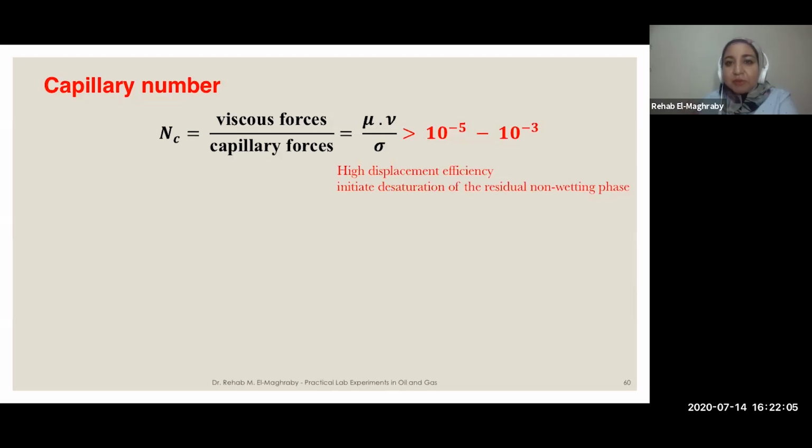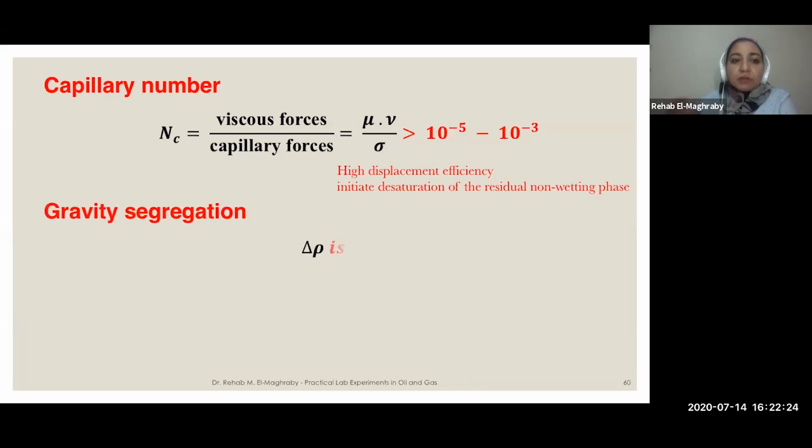So the capillary number, you have to design your experiment so that the capillary number is higher than 10 to the power of minus 5 to 10 to the power of minus 3, which means high displacement efficiency, and the initial residual oil and the amount of oil that is in your reservoir will be decreased.